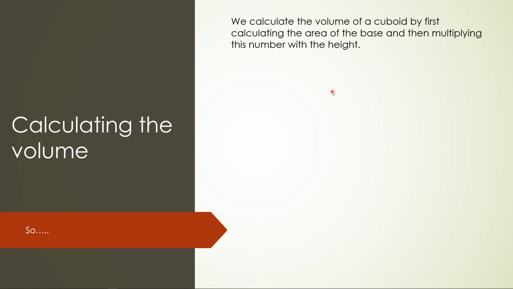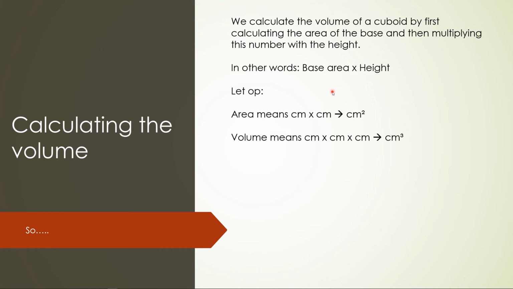Well, what did we learn, or did not learn, depending on me? We calculate the volume of a cube by first calculating the area of the base and then multiplying this number with the height. Remember, you can also do height times width times length, whatever you like best. Base area times height. Area means centimeter times centimeter, so you get squared centimeters. And volume means centimeter times centimeter times centimeter, giving you cubic centimeters. It's very important to know the difference because these will count as mistakes on your test.